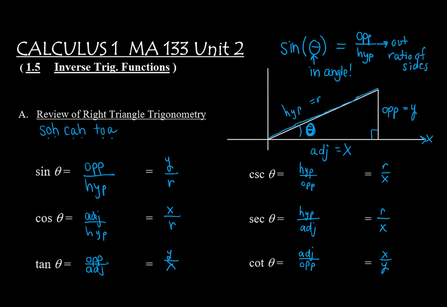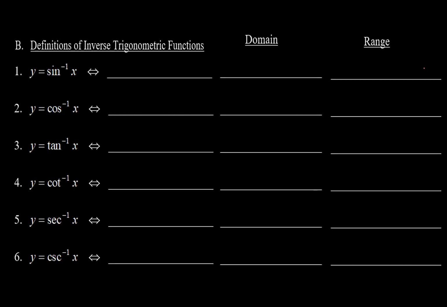So that's for regular functions, but if I'm going to do the inverse trig functions, it's the opposite. All right, let's take a look at that. What doesn't go in is the angle. What goes in is the ratio of sides. What comes out is the angle.